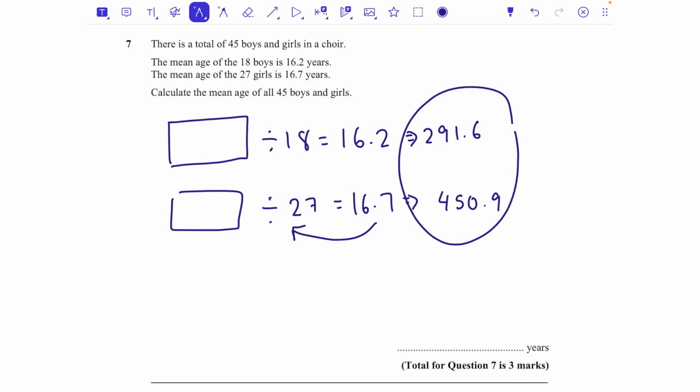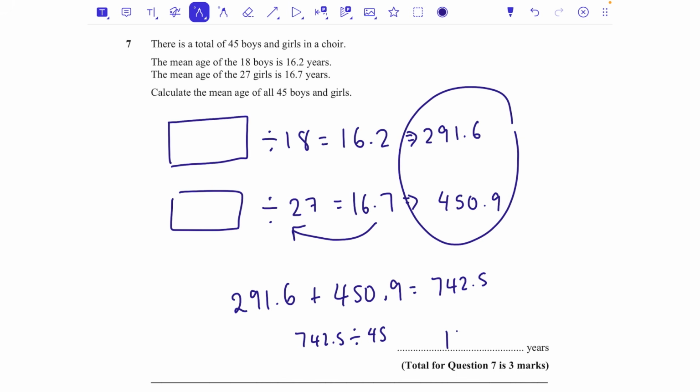Now if we add that together, we're going to get the total. So 291.6 add 450.9, that's going to be the total of all of the ages of all of the students. Then what we want to do is take that total, which is 742.5, and divide it by 45, because that's how many people we asked altogether. So 742.5 divided by 45, typing that in my calculator, is 16.5. There we go, and that would be the average age of all of the boys and all of the girls.